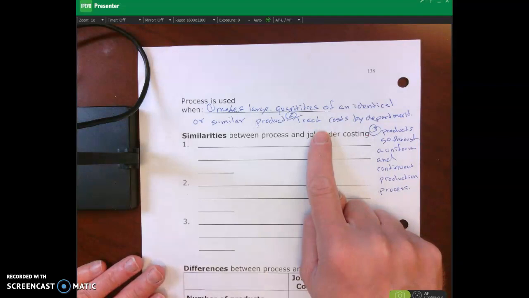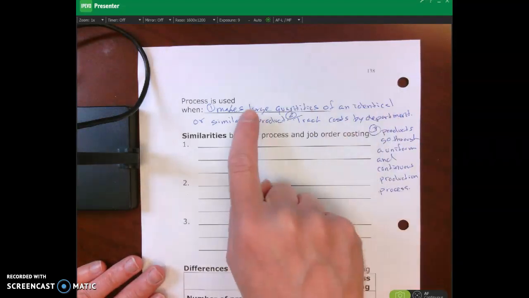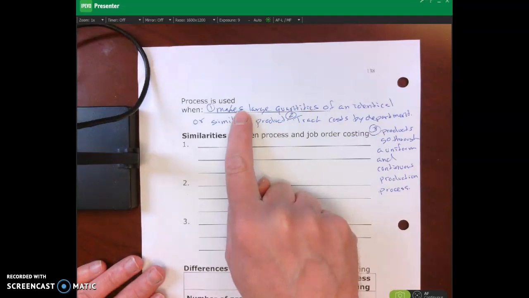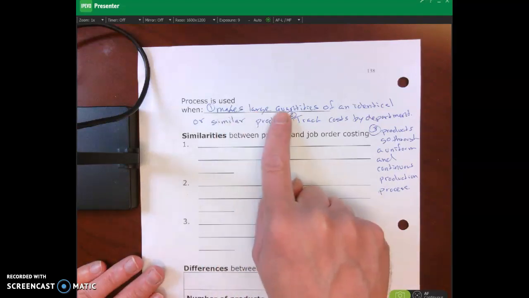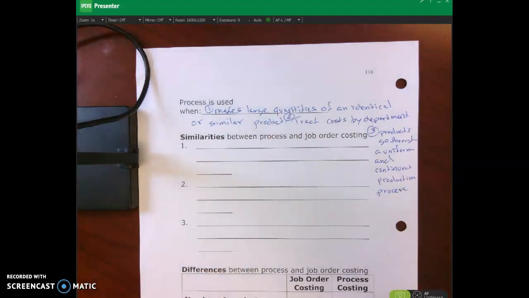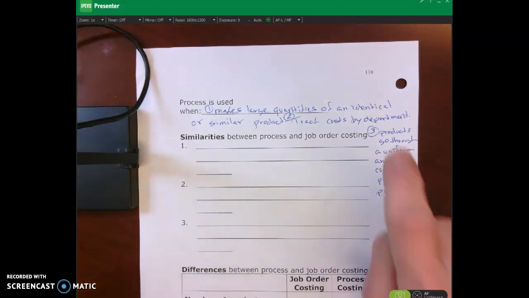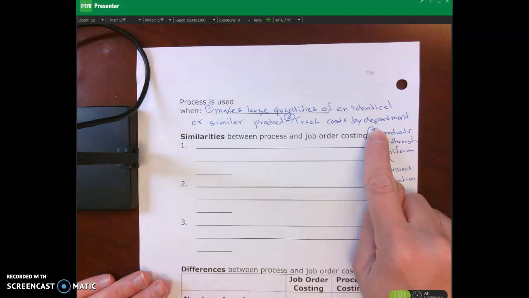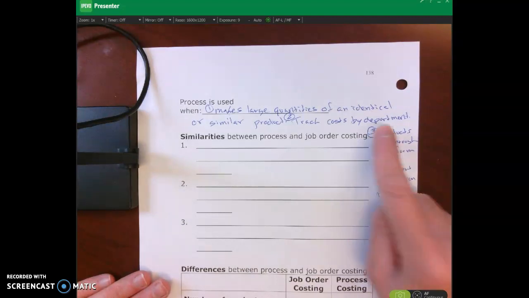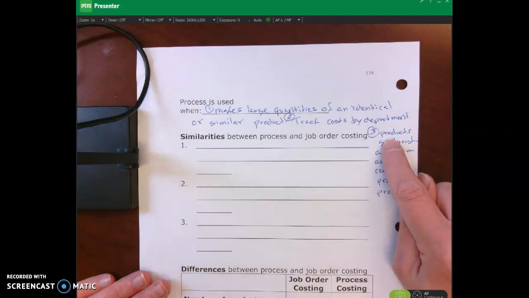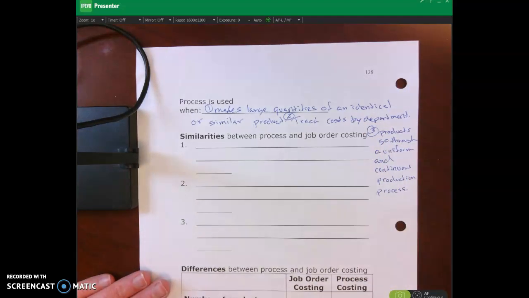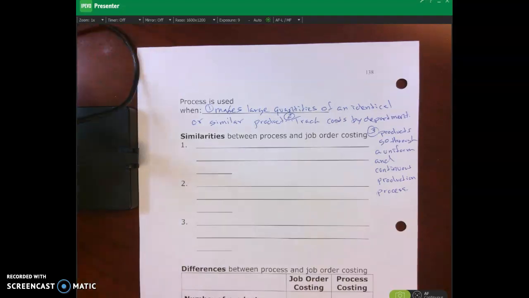When we call it job order costing, we track the cost by job. Also with job order costing, we are talking about making very different products to customer specifications. Here we're talking about making large quantities of identical or similar products, okay? And we track the cost by department. For example, the mixing department and then the packaging department. The other characteristic about process costing is that products go through a continuous and uniform production process. So getting back to the soap idea, if we make soap, we would say all of our soap has to be mixed and all of our soap has to be packaged. Okay?